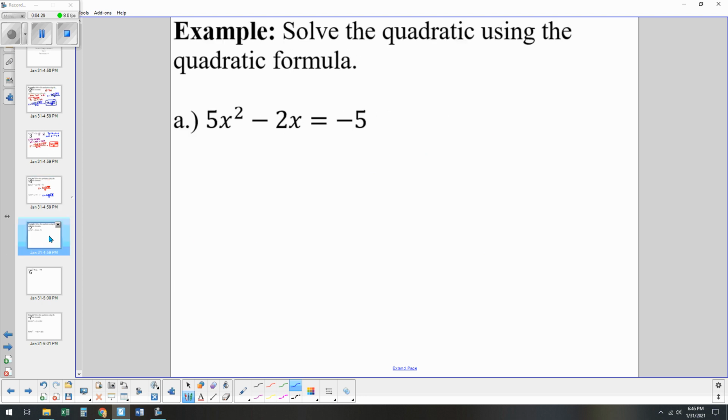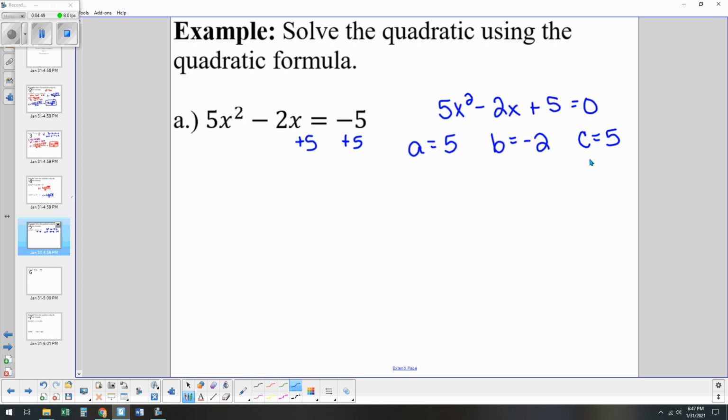All right. For the next one, again, not equal to 0 yet, so I'm going to add the 5 first. So that I have 5x squared minus 2x plus 5 equals 0. So a is 5, b is negative 2, and c is 5. So now I'm going to substitute in for my discriminant. So that's b squared minus 4ac. That's 4 minus 100, or negative 96.